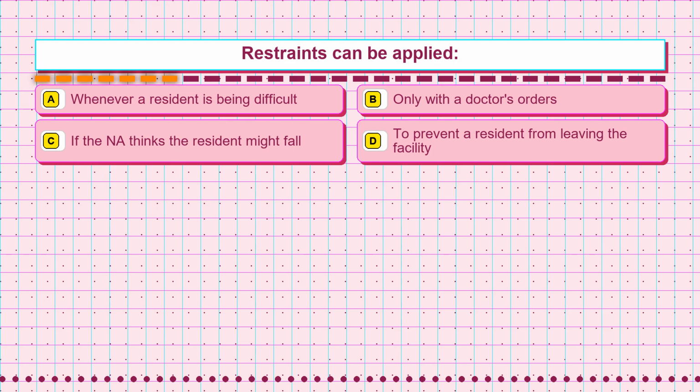Option A. Whenever a resident is being difficult. Option B. Only with a doctor's orders. Option C. If the NA thinks the resident might fall. Option D. To prevent a resident from leaving the facility.